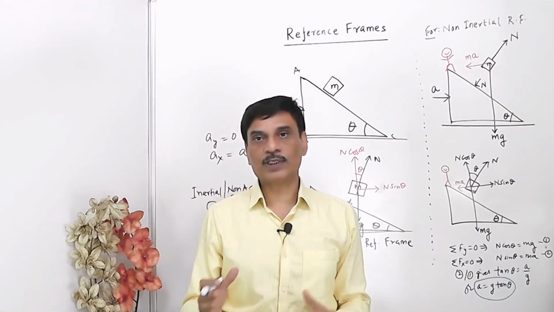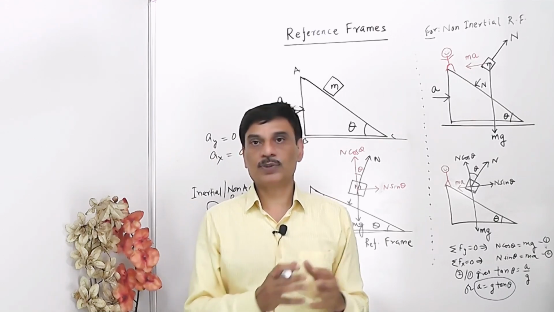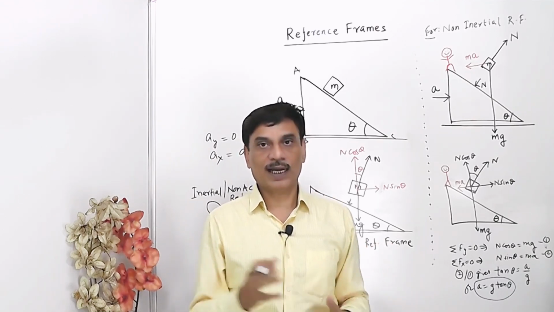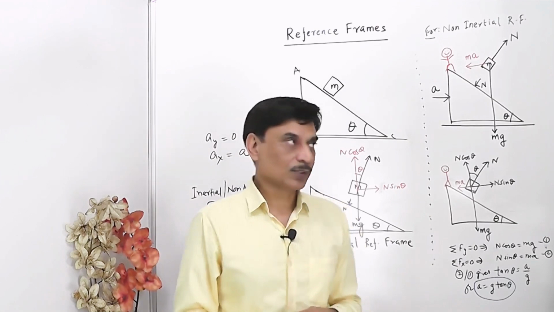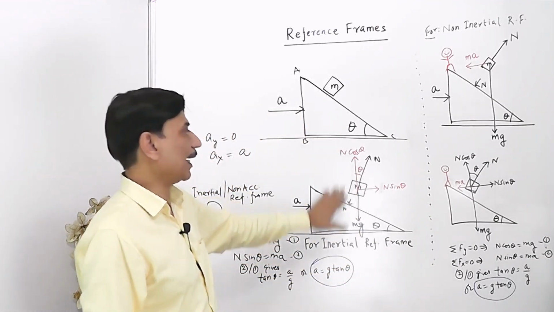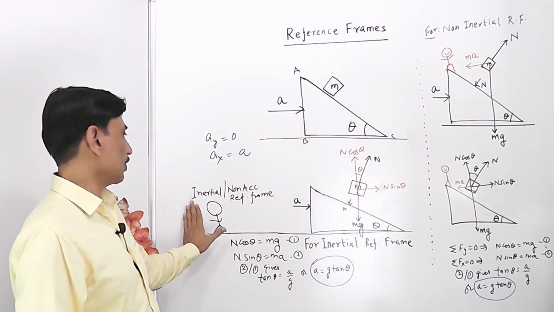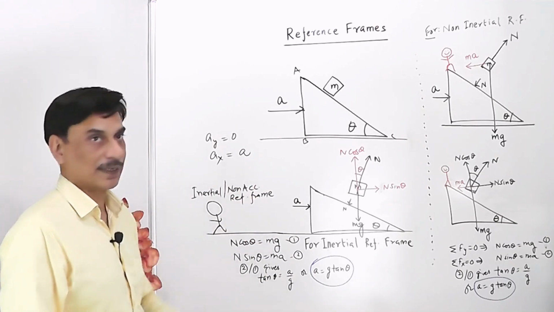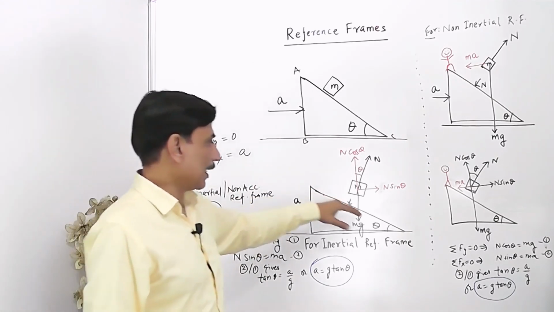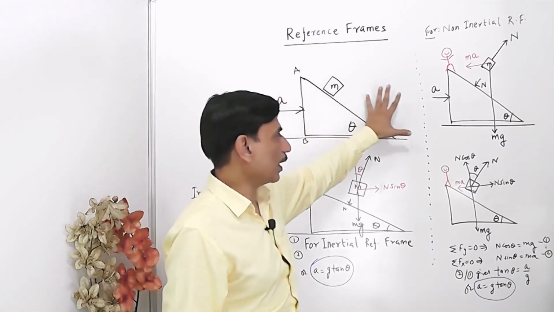So let's try to do it both ways, using the concept of inertial frames and using the concept of non-inertial frames, and then obviously match our answers. First, let's use the inertial reference frame. This is a diagram which has been drawn. Where is the observer? The observer is here on the ground, so he makes an inertial or non-accelerating reference frame. This is an inclined plane, the acceleration is like this, the whole thing is going with one acceleration.